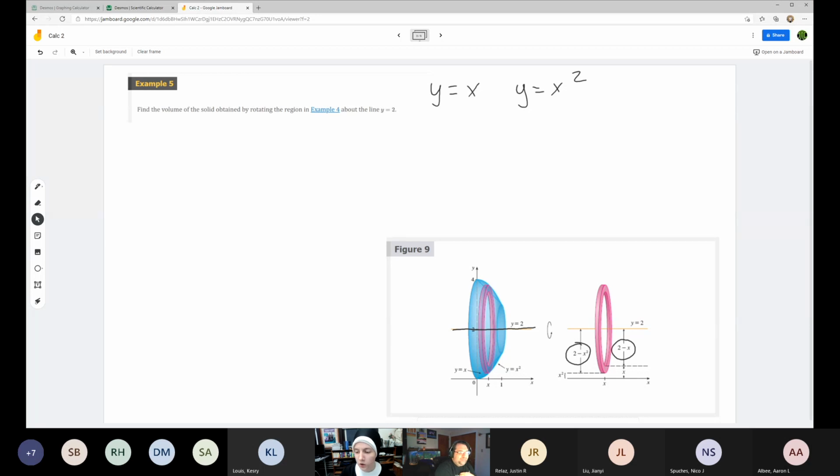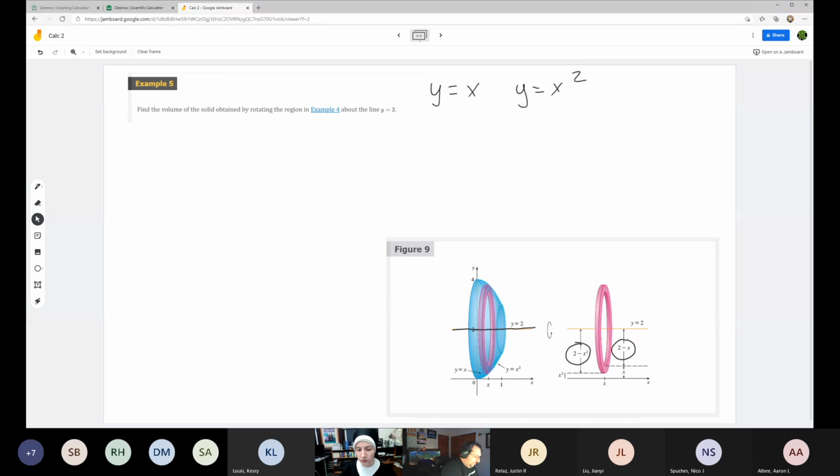So if you were doing it around y equals -2, would it be 2 plus x squared? I guess I just don't know why we need the minus sign.